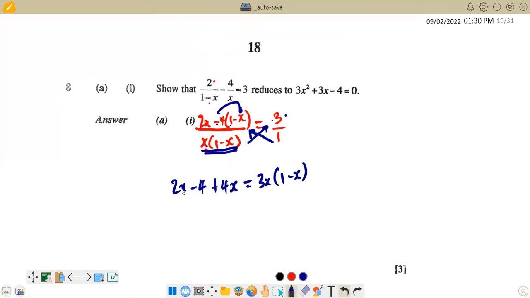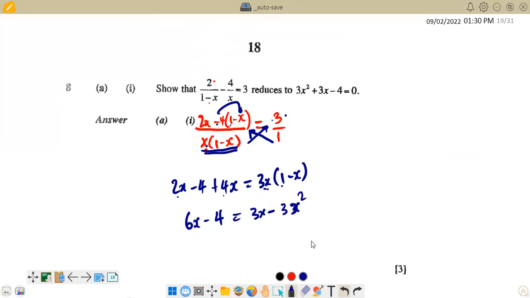So you can collect like terms. As you can see, you've got like terms 2x and 4x. If we add 2 plus 4, that's going to be 6x minus 4, which is equal to 3 times 1, that is 3x. Then 3 times minus x will be negative 3x squared because there's a negative there. So it's negative 3x squared. This is what you're going to have at the end.